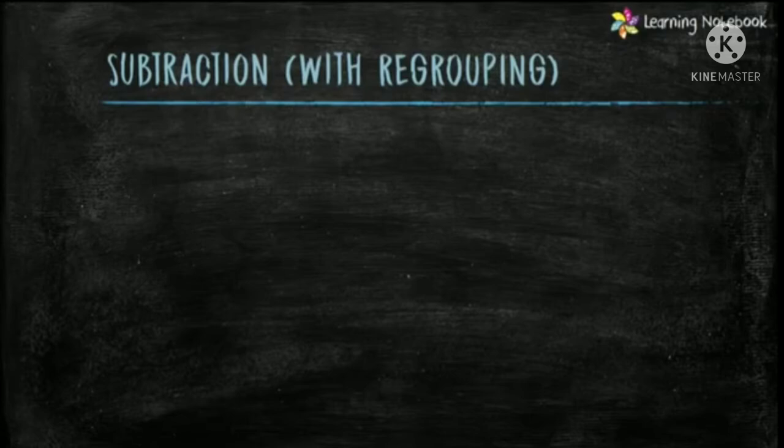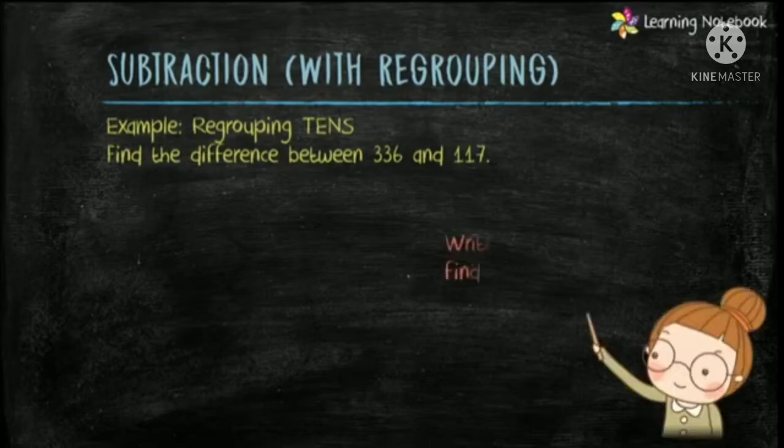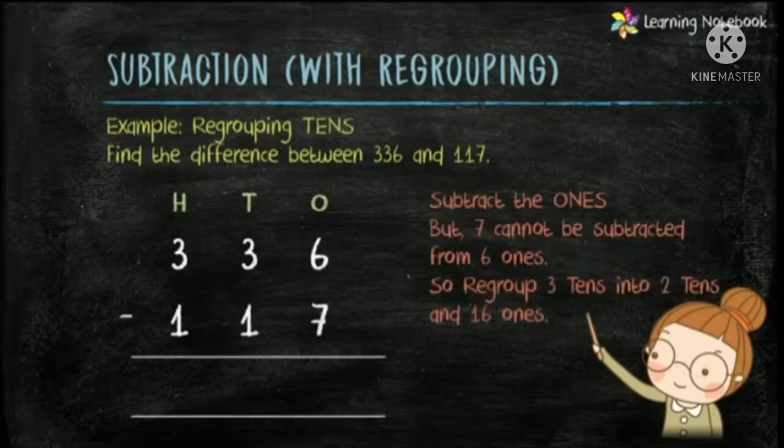Let's learn subtraction with regrouping at tens place. Students, it's a very important topic, so please listen carefully. Example is to find the difference between 336 and 117. So first, let's write the numbers in column form. Subtract the digits at ones place. But as we can see, 7 cannot be subtracted from 6 ones. Therefore, we need to regroup 3 tens into 2 tens and 16 ones.